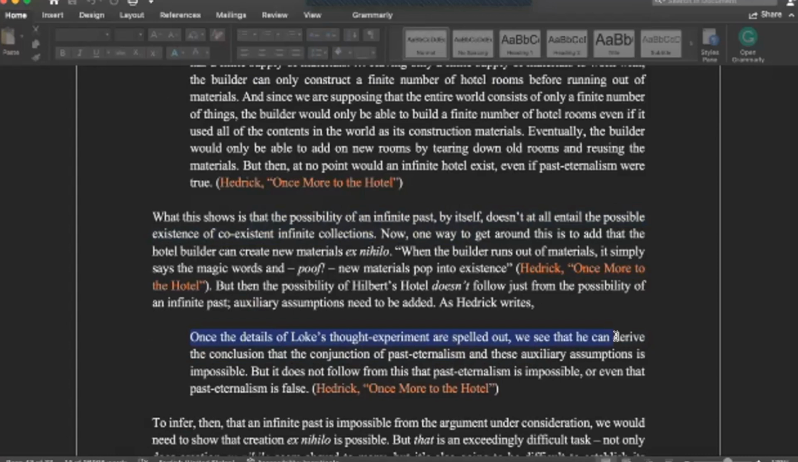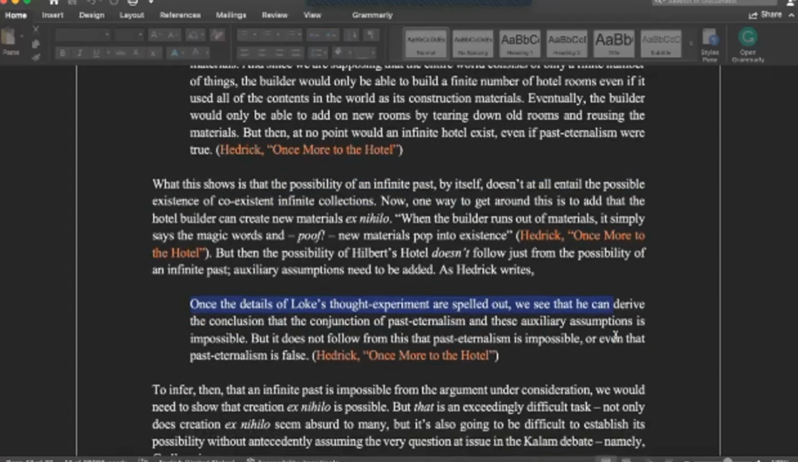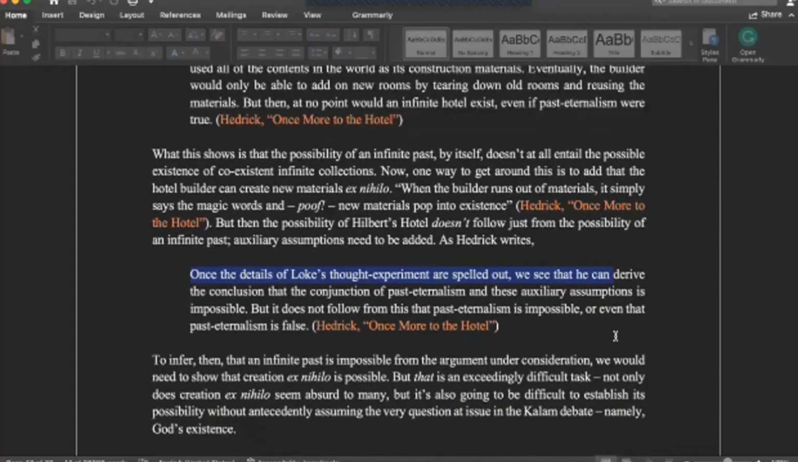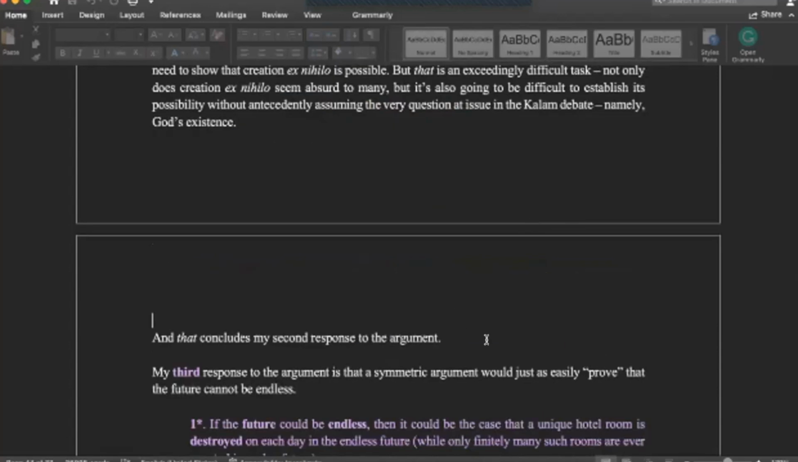To infer, then, that an infinite past is impossible from the argument under consideration, we would need to show that creation ex nihilo is possible. But that is an exceedingly difficult task. Not only does creation ex nihilo seem absurd to many, but it's also going to be difficult to establish its possibility without antecedently assuming the very question at issue in the Kalam debate, namely, God's existence. And that concludes my second response to the Locke al-Ghazali argument.